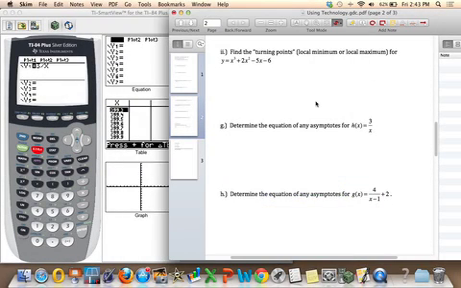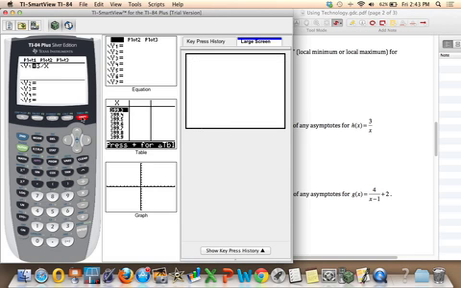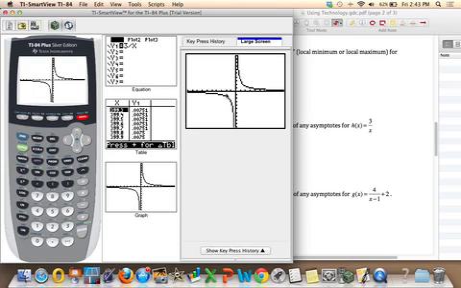Okay, in this next video, we're going to try to find the equation of any asymptotes for h of x equals 3 divided by x. We've already got that entered into our y equals button here. Let's take a look at what the graph looks like. And we're seeing there's a horizontal asymptote here, y equals 0. We've also got a vertical asymptote here at x equals 0.